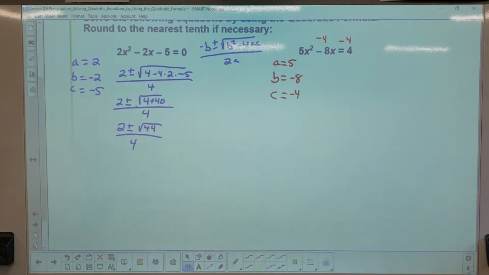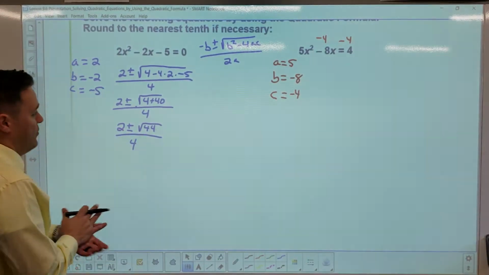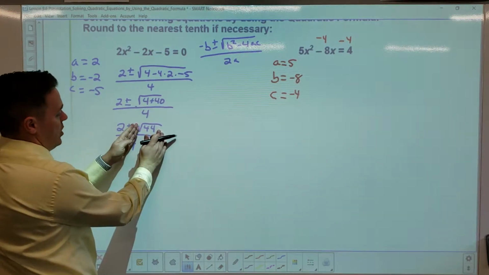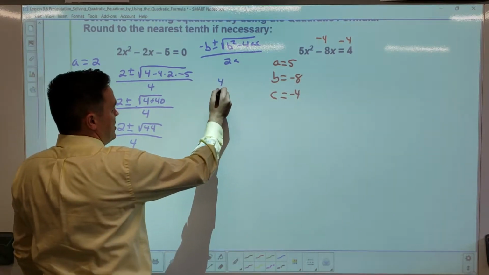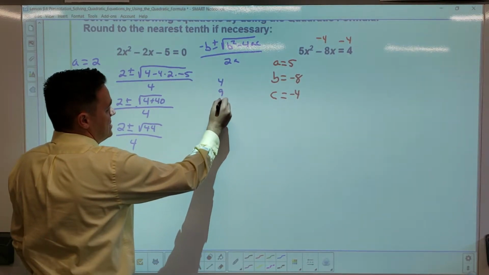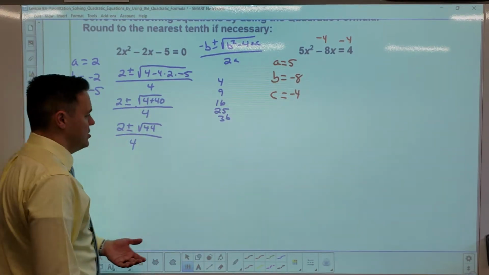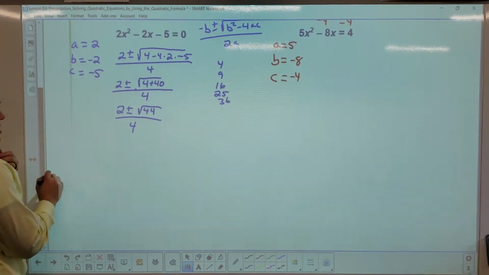So a struggle we had in class is, are we done? No, we're not. So this is where it gets a little tricky for you guys. Can you simplify this square root? That's what you need to worry about. We want to look for divisions of 4, 9, 16, 25, 36. You get the gist. Can you divide a 4 into there? Factor it out. The answer is yes, you can.